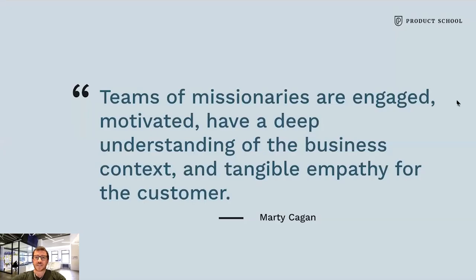Before we start, I would like to share this very nice sentence from Marty Cagan, explaining a bit about missionary teams. As you can see, teams of missionaries are very engaged and motivated, and they really understand the business and the problems we are trying to solve. They are also connected to the customers. So that is a perfect team. I will explain how to build this team when we talk about product managers and product teams, okay?